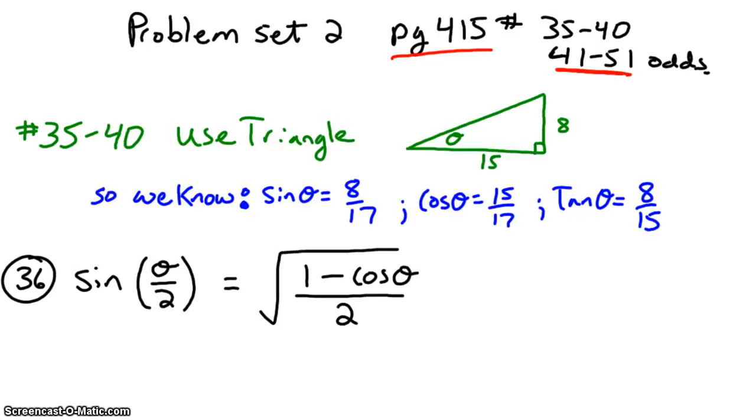We're working with problem set number 2, and this is from section 5.5. We are going to work with half angle identities today. So on page 415, we'll be working with 35 through 40 and 41 through 51 odds.